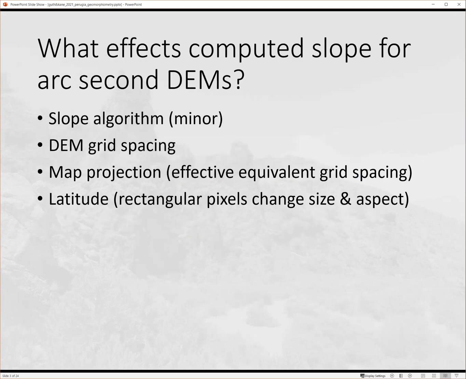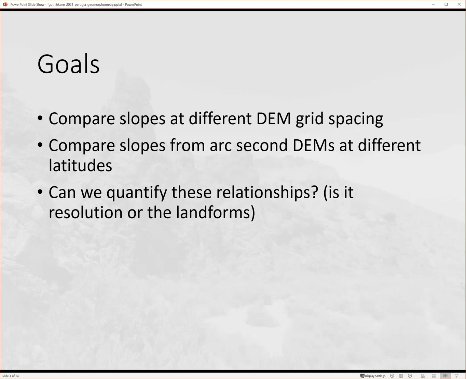So what we're thinking about here is what affects the computed slope, and we're talking specifically about arcsecond DEMs at 1 arcsecond or comparable scales. And there's 4 things there: the algorithm, the grid spacing, the map projection, and then there's actually an effect from the latitude where you're at. So we want to compare the slopes at different grid spacings, compare them at different latitudes, and we would like to quantify the relationships. Is it the resolution or the landforms that's causing the differences in slope?